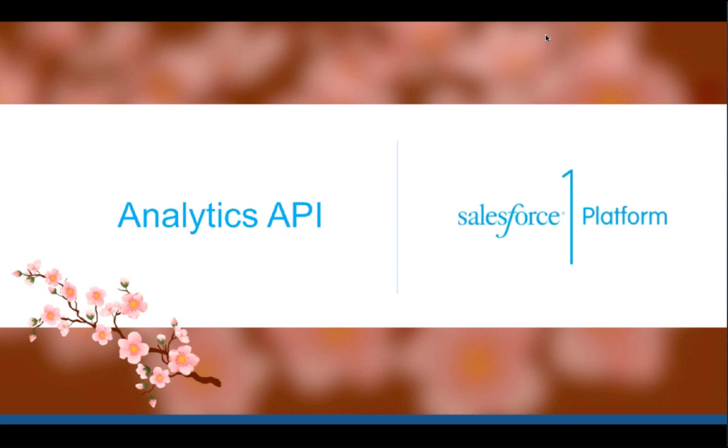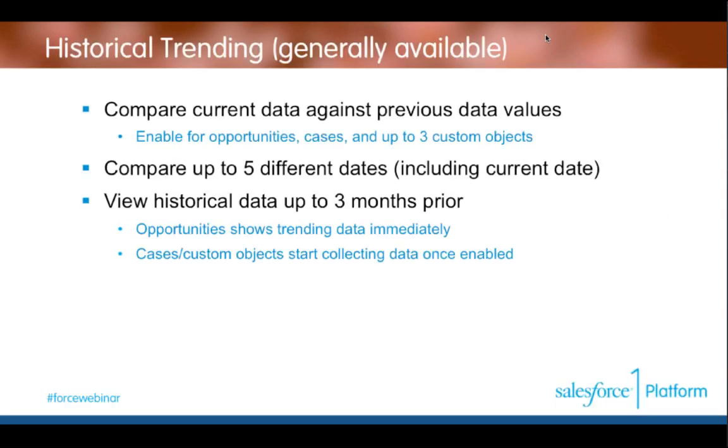I think that the Analytics API is just the tip of the iceberg right now, as it just went generally available in the last release. And you're going to see a lot of cool stuff continuously coming out with this in the upcoming releases. One of the first things that's really big as of this release is the ability to report on historical trending and create some rich graphics off of that.